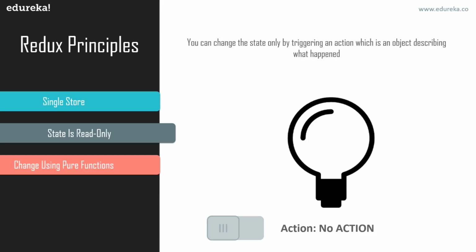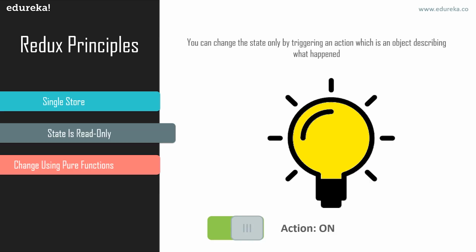Now the second principle of Redux says that state is read-only, which means that you can change the state only by triggering an action. Without triggering an action, the state cannot be changed. An action is an object describing what happened. So some action needs to happen. In this example, you can see there is a bulb with no action on it. Now a triggering action has happened on it, and now you can change the state, because you can change the state only by triggering an action on a component, which is an object describing what has happened.